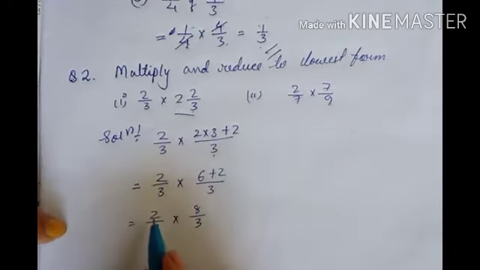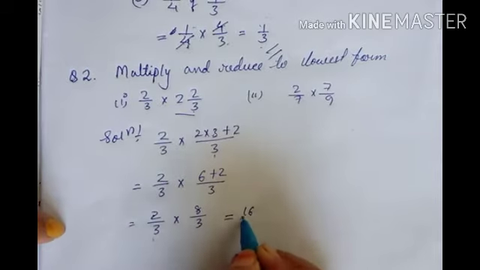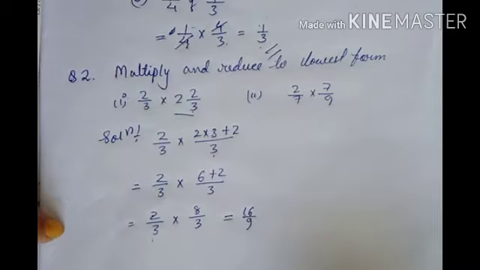Now you will not cancel denominator with denominator and numerator with numerator. You can cancel only up and down, numerator with denominator. So you cannot cancel this. 2 into 8 is 16. 3 into 3 is how much? 9.